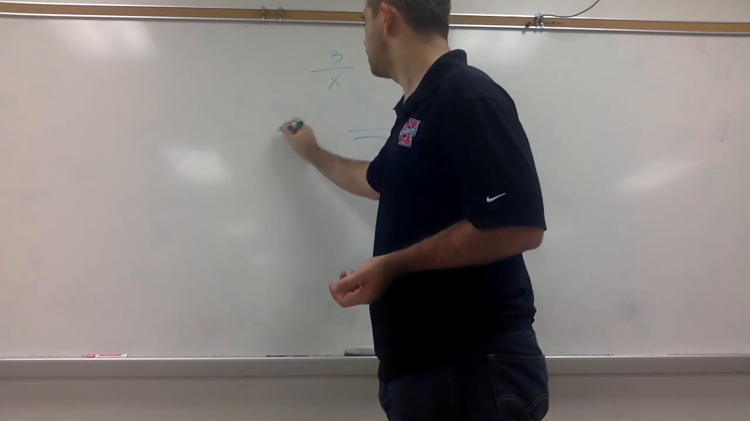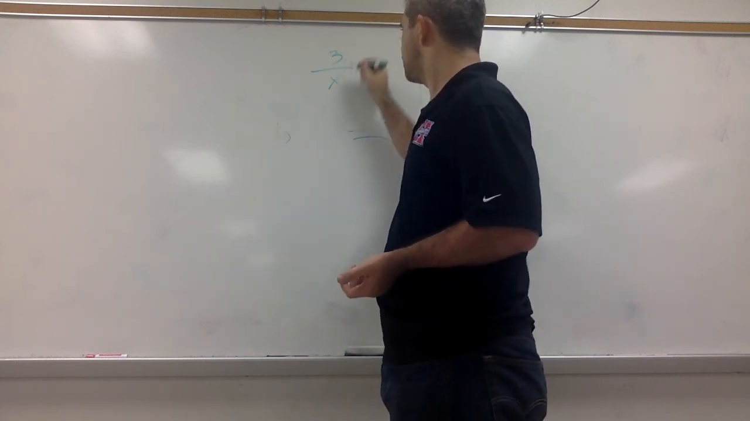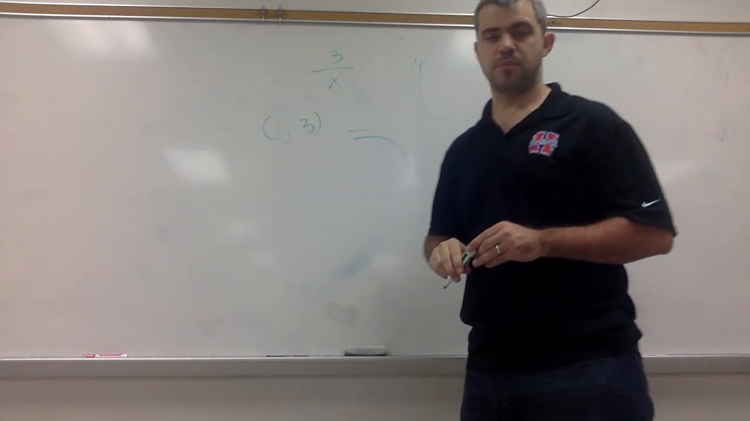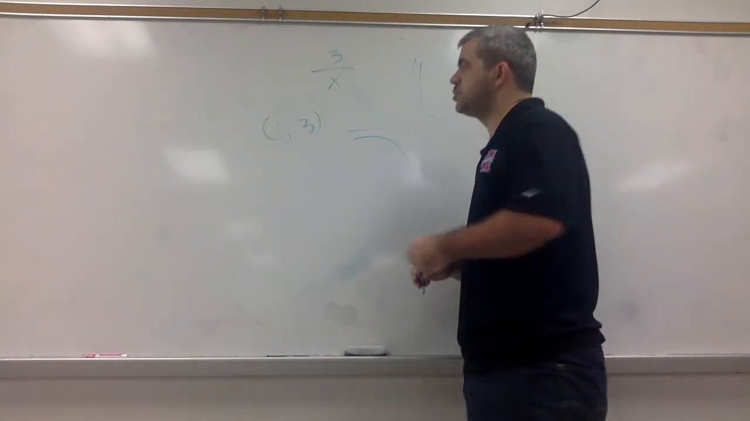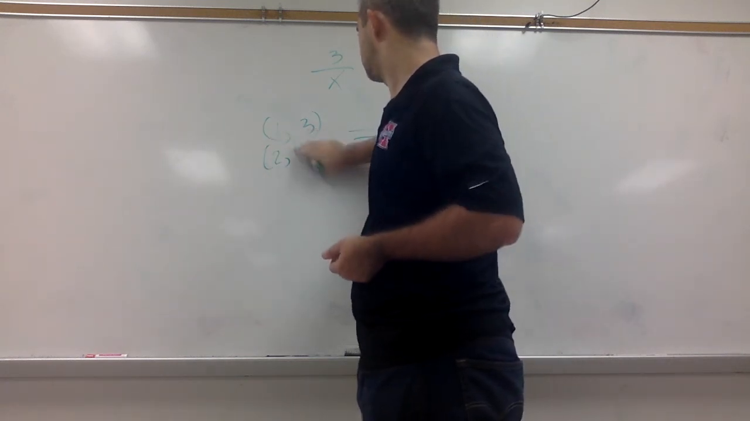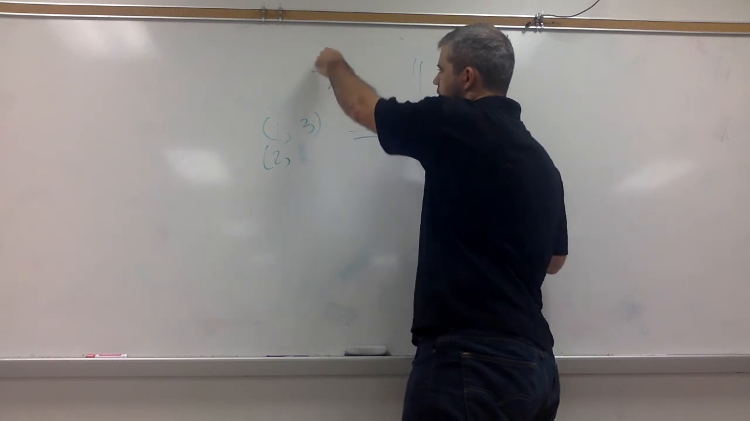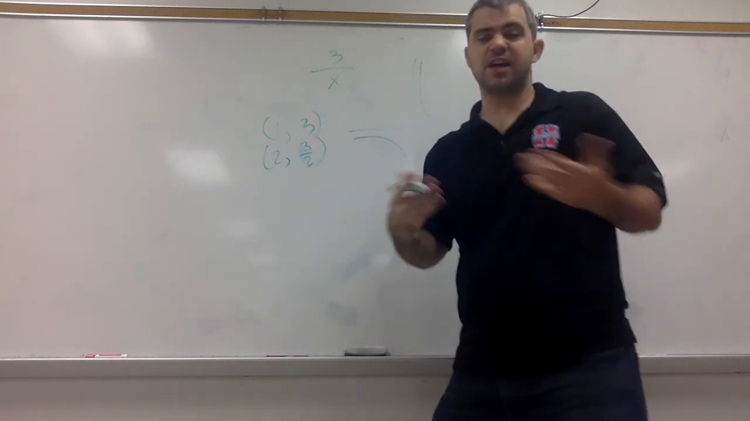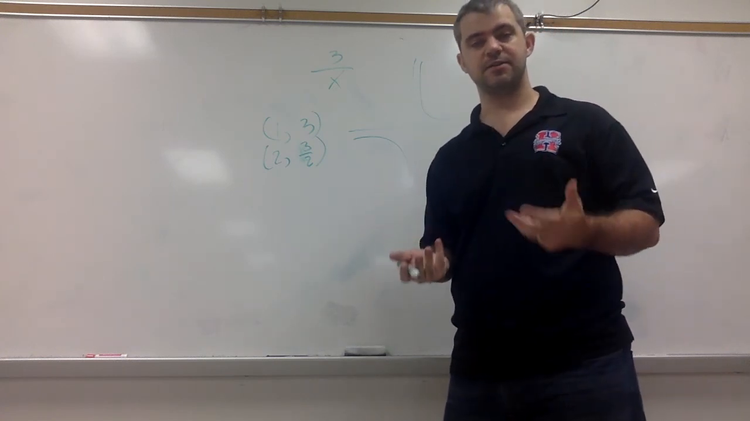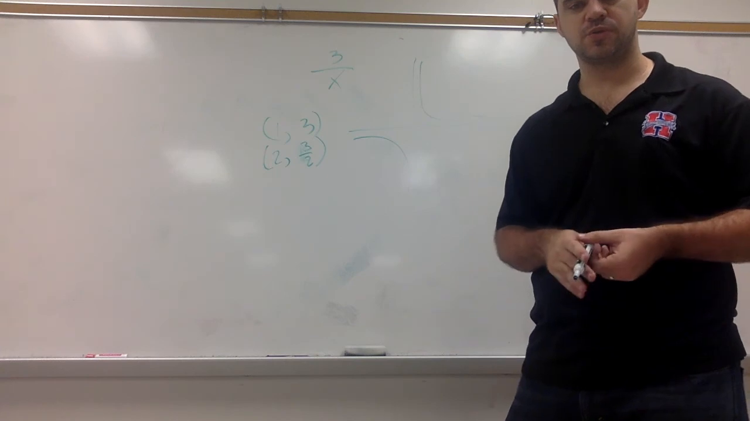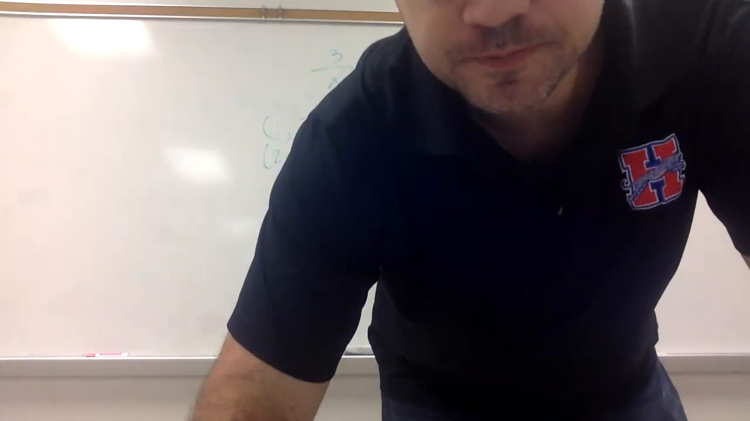Okay, if we put in 1, we get 3 divided by 1, that's 3. So that's going to be a point on here. We could do 2. 3 divided by 2 is 3/2. And it doesn't matter what you pick. Just pick an x and a y that it spits out. Just make sure you don't use the origin.